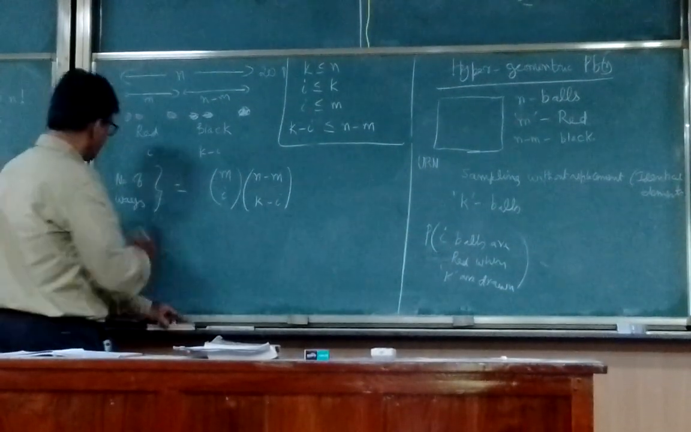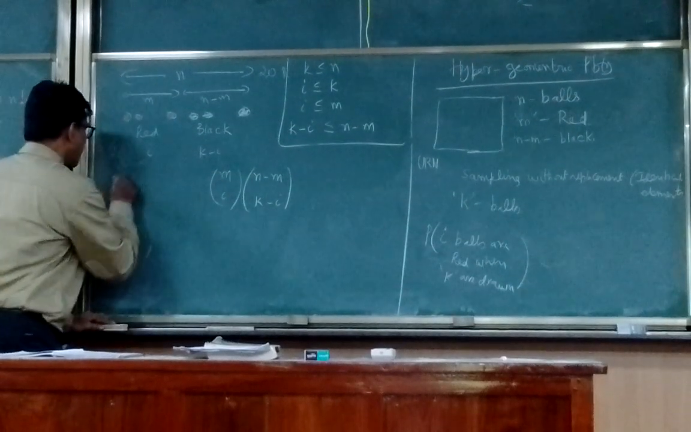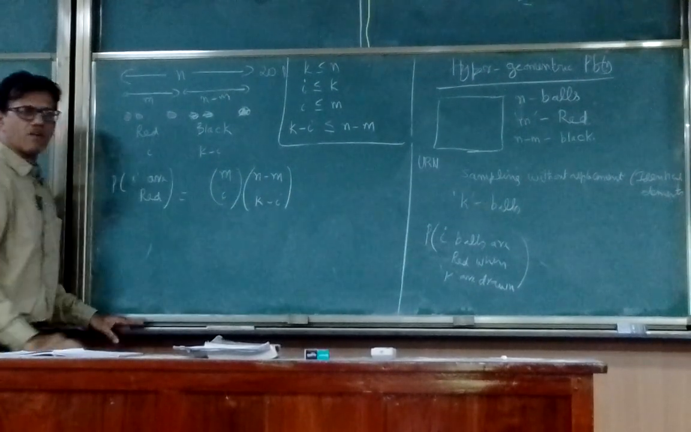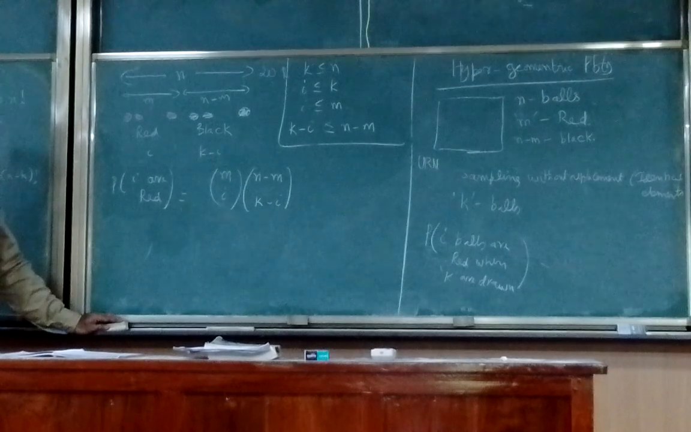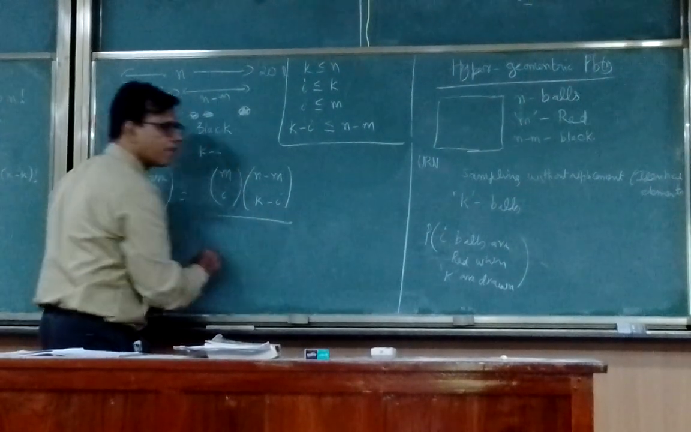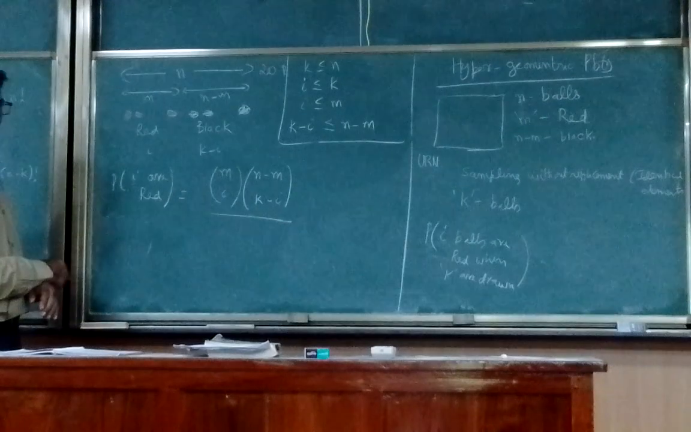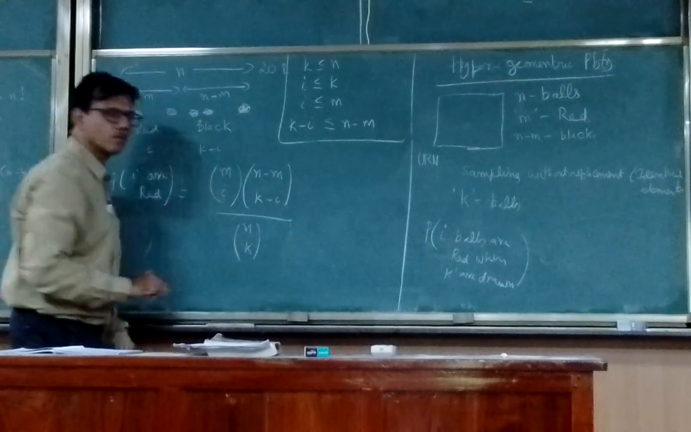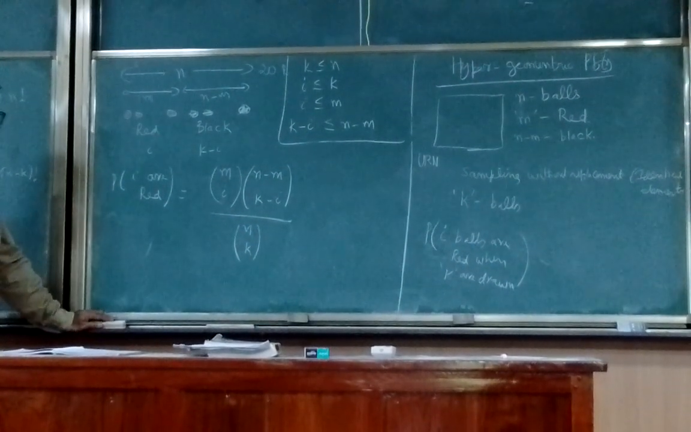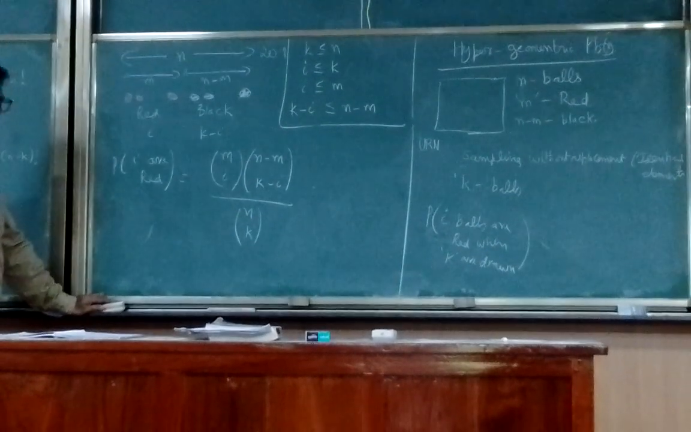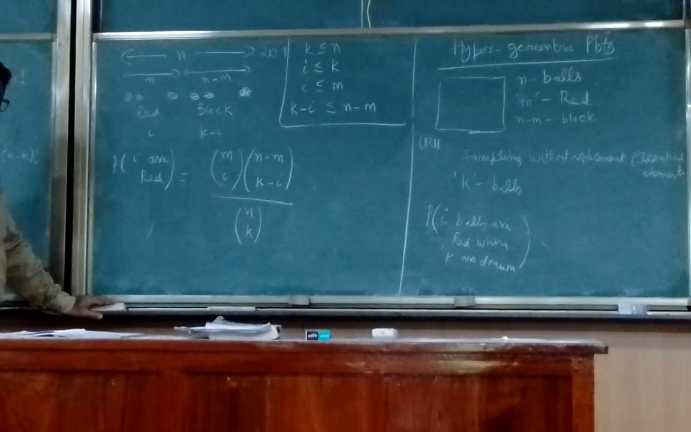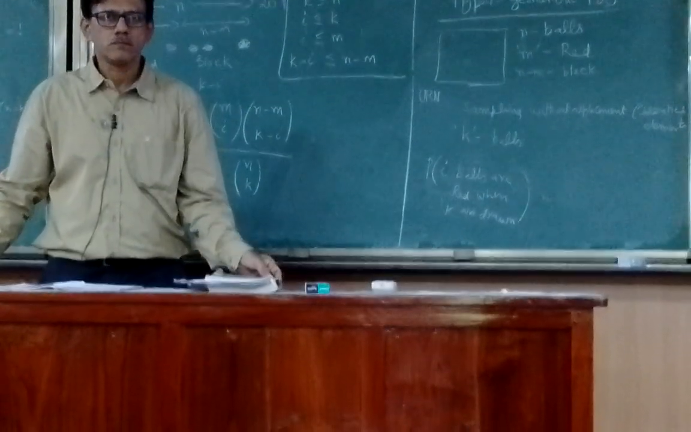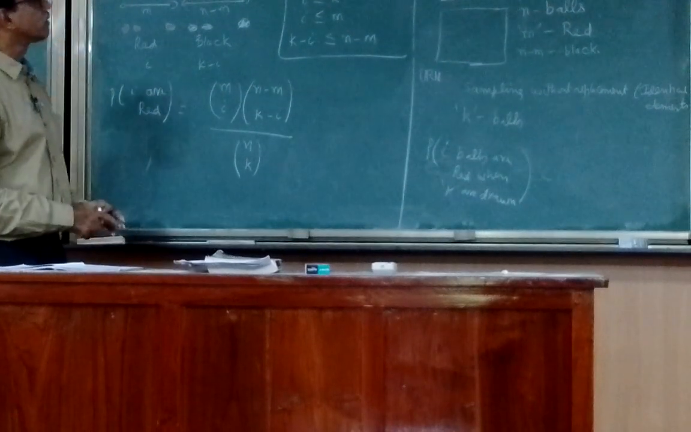So the remaining N minus M choose K minus I also has to be there. And if you want the probability that I are red, instead of the number of ways, it is the number of ways in which the event you are looking for will occur, divided by the total number of ways in which the sampling can be done, that is N choose K. So this is how we compute the different probabilities. Different cases, different probabilities.